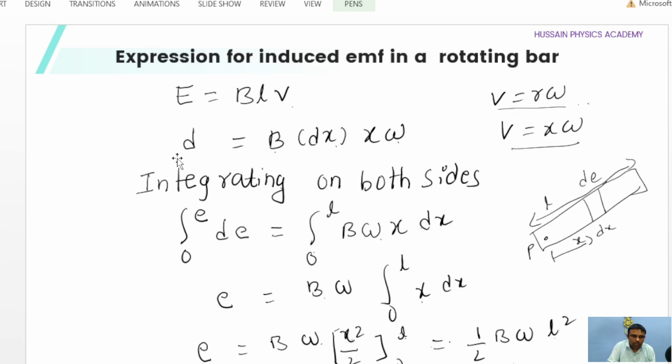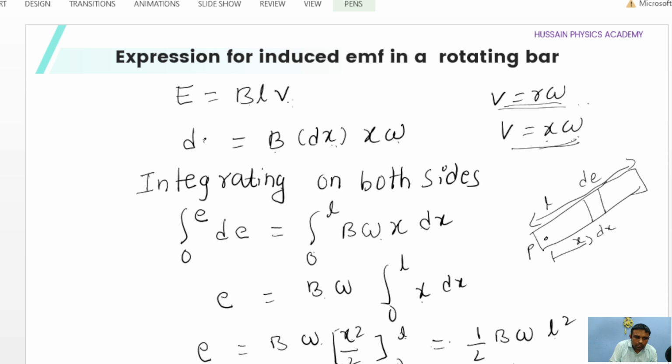We know the motional EMF formula: E is equal to BLV, where B is the magnetic field. Here we are considering a small infinitesimal element, so in place of L, we have to consider dx. We know that in angular motion the velocity formula is V is equal to R omega, where in place of R we are considering x. So V is equal to x omega. Substitute this x omega in the E is equal to BLV formula: dE is equal to B dx, with V equal to x omega.